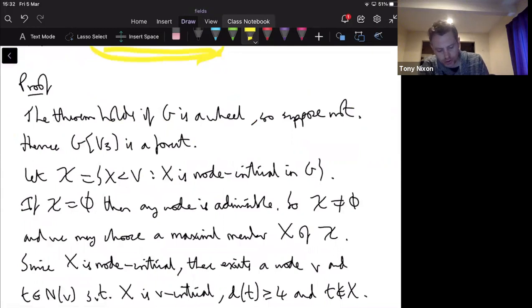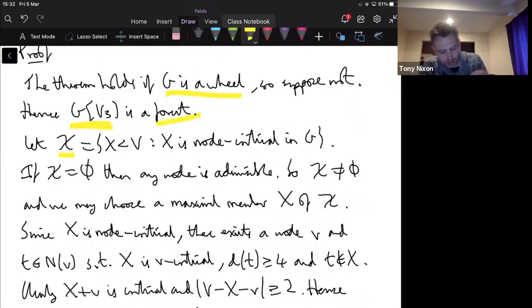Okay, so we already talked last time about wheels and mentioned it briefly this time. So we suppose our circuit is not a wheel, and hence take all the degree 3 vertices, look at the subgraph induced by them, we know it's going to be a forest. So let's define script X to be the set of all node critical sets in our graph G. So we know if a node is non-admissible, then there is a node critical set. So if there's no node critical sets, then we're done. So we can suppose this set is non-empty, and hence we can choose a maximal element of the set.